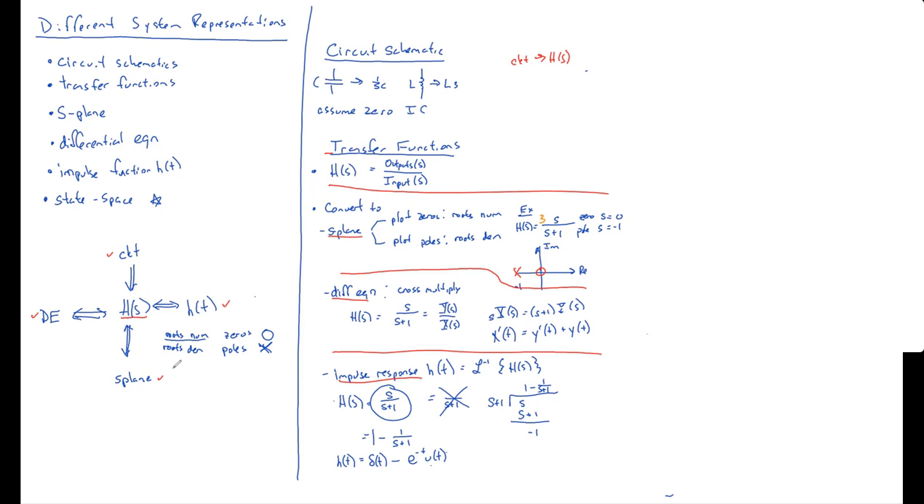There's a couple of neat things about the s-plane I want to talk about right now before we hit state space. But just before I do, any questions about this whole middle side of the screen, about those 5 equivalent ways to represent what a system is?